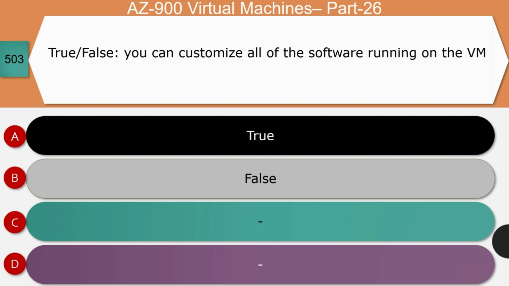Next question, true or false? You can customize all the software running on a virtual machine. Is it true or false? The right answer for this question is true. Let's see the reason. While using a VM, you can customize an application in line with the requirements. Since the OS can be fully controlled by the VMs, an application can be fully customizable. And so true is the right answer.